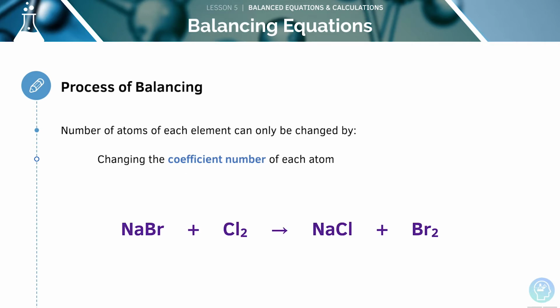Let's have a go at balancing this equation. In order to balance this equation, we would have to write the number 2 in front of NaBr and the number 2 in front of NaCl.